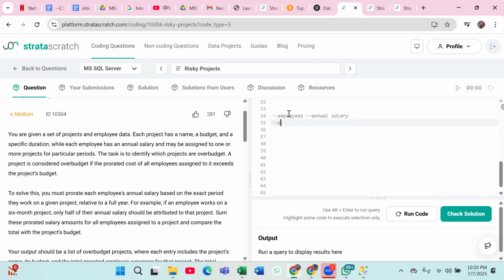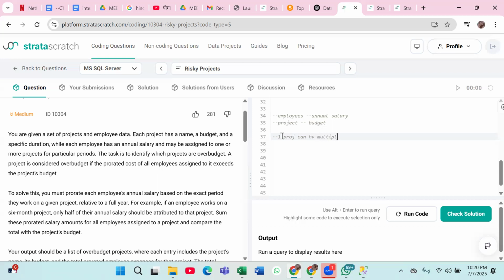And then we have their project budget. Okay? Till here, do you have any issue, any one of you? No. Okay. One project. Yeah. One project can have multiple employees.